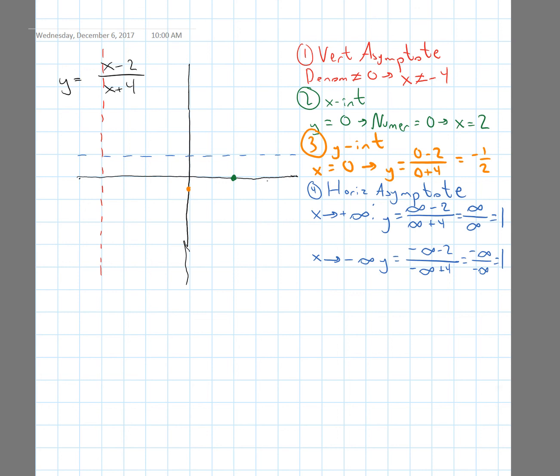Start with the region which is all the way here and to the right. So, when x is greater than 2, y is going to equal a positive number in the numerator, right? If x was bigger than 2, that x minus 2 will be positive, and adding to 4 will also be positive in the denominator, so overall positive.